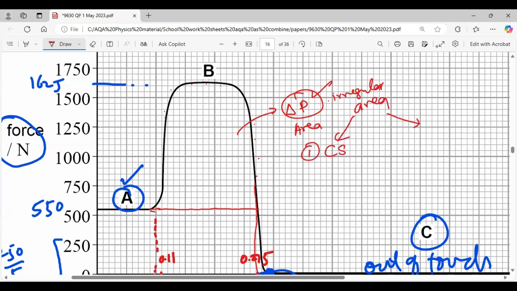Number one is the counting square method, CMS. And number two is the drawing regular shape method, DRS method, right? So counting square method and drawing regular shape method. Counting square is that you have to count how many squares are there.